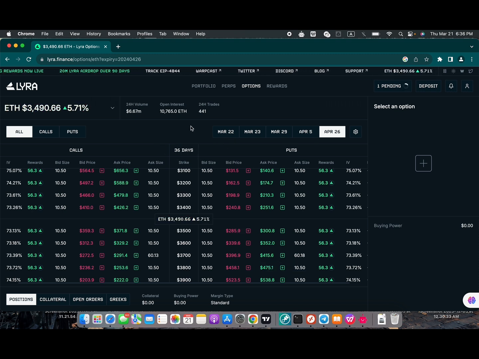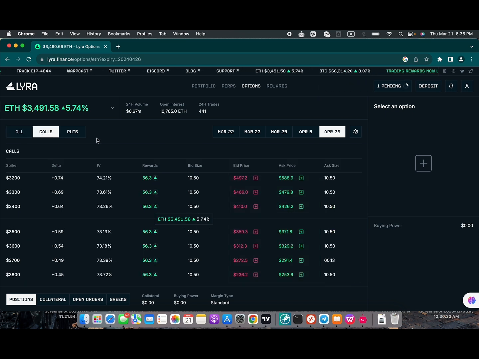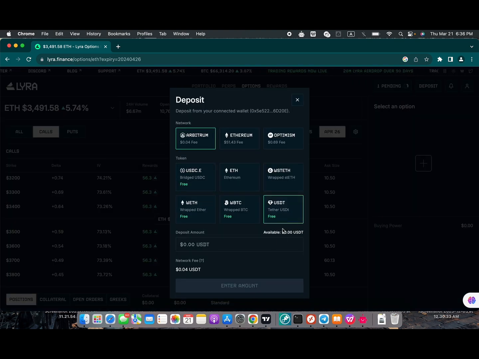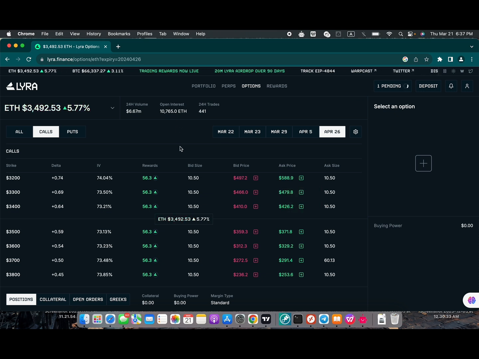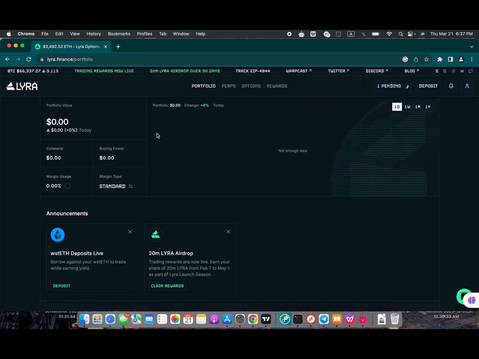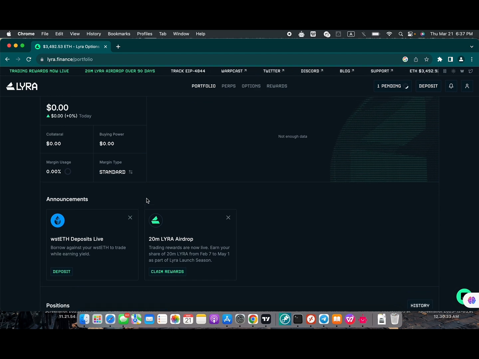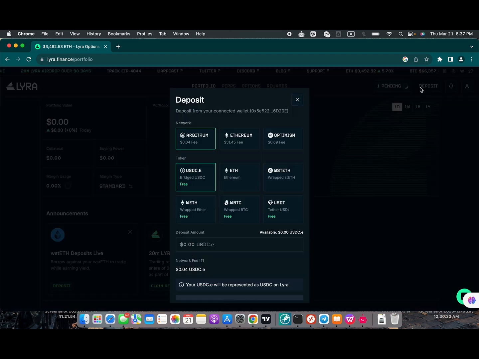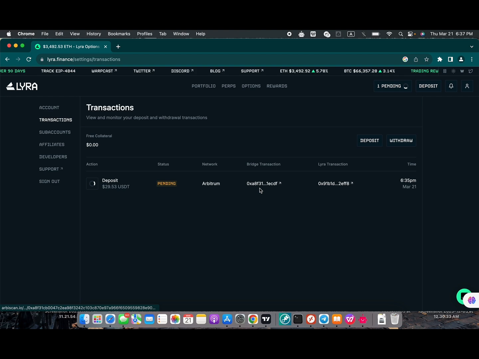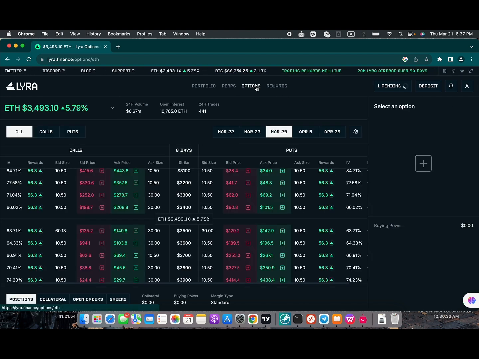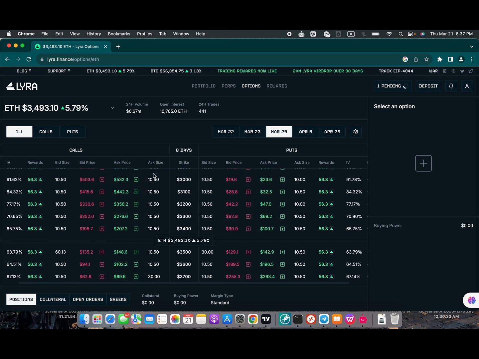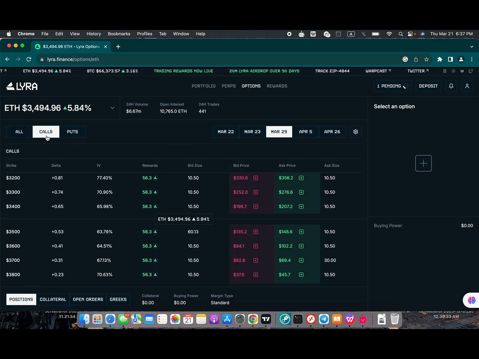So what we do here is, if I want to take a call option, I come here. Make sure you deposit, and when you deposit, make sure you've transferred everything here. So right now I should have everything in my portfolio, right? Okay, one is still pending. So when it drops, you'd see it in the portfolio. While we're waiting for it to drop, we'd look at calls and put options.